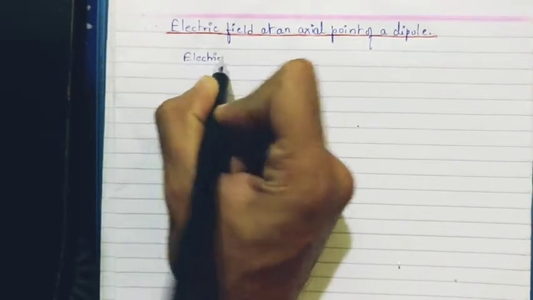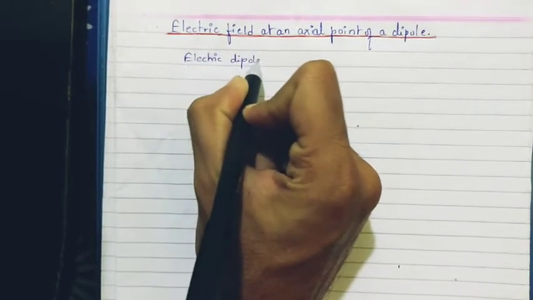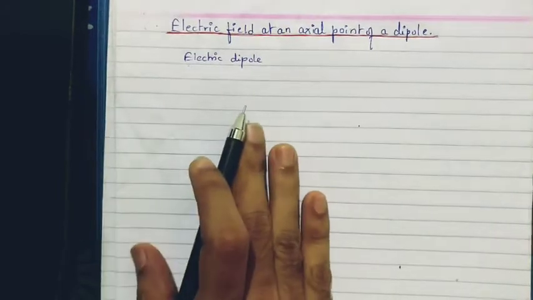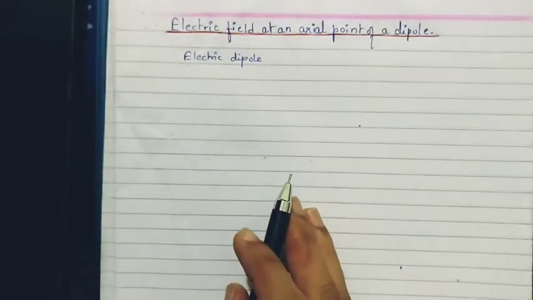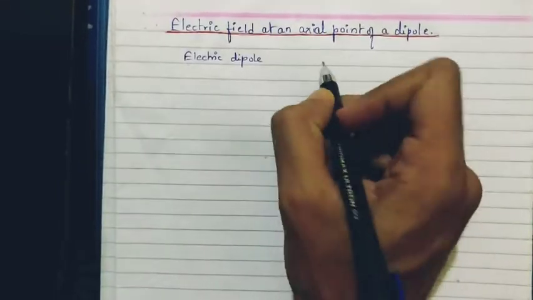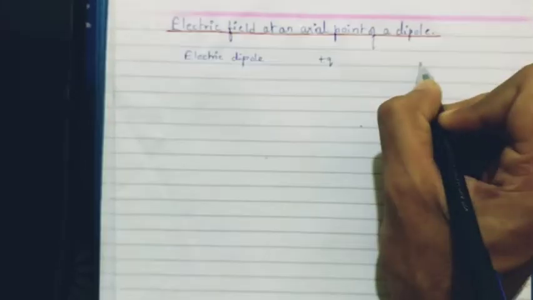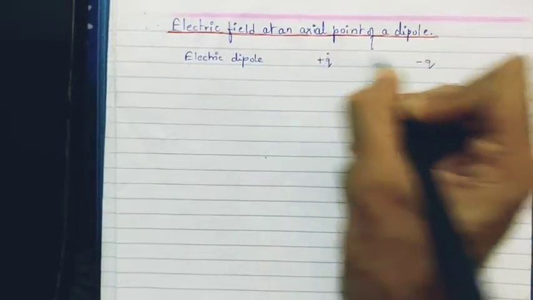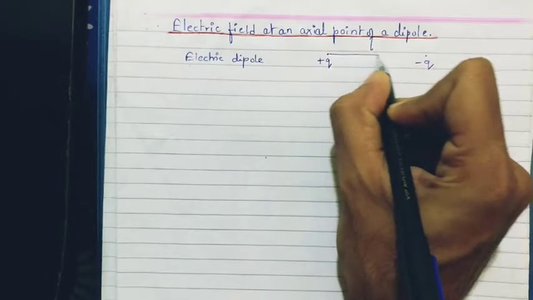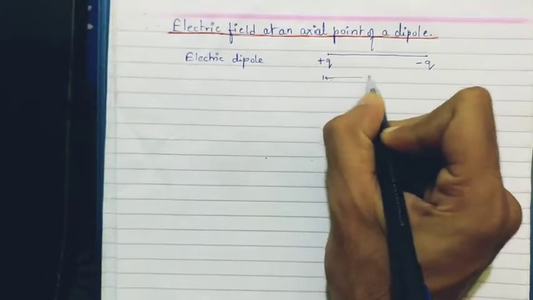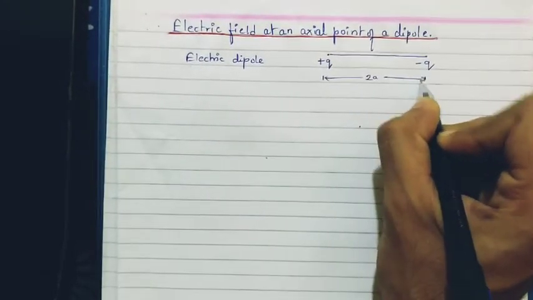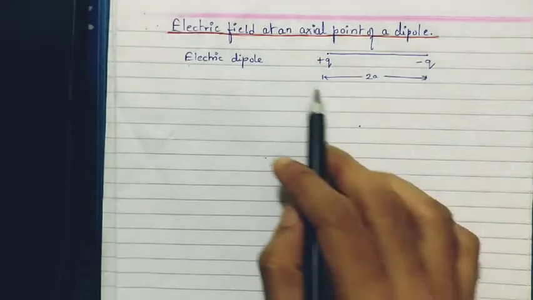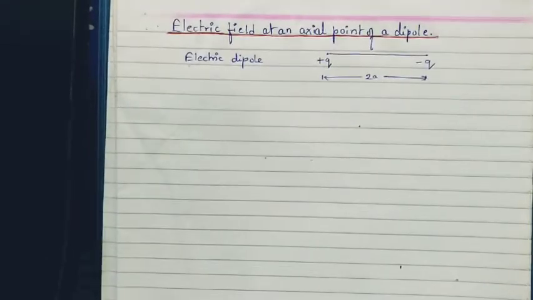So what was an electric dipole? An electric dipole was a pair of equal and opposite charges separated by a small distance. I had a plus q charge and a minus q charge, which are separated by a particular distance of 2a, center to center distance. So this is an electric dipole, a pair of equal and opposite charges separated by a small distance.